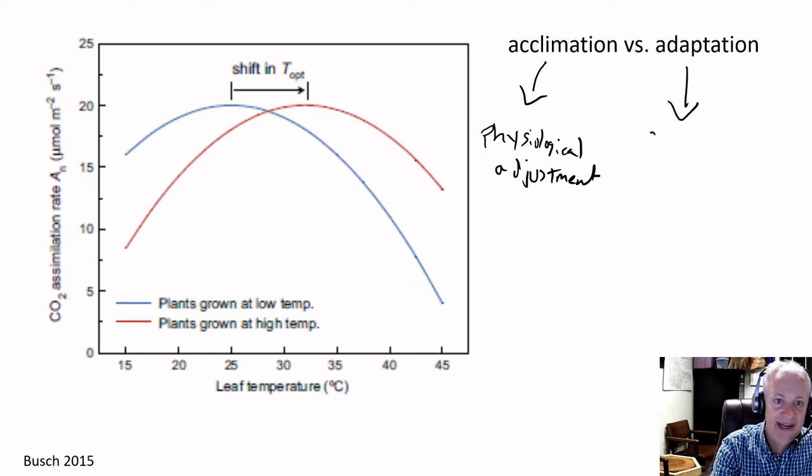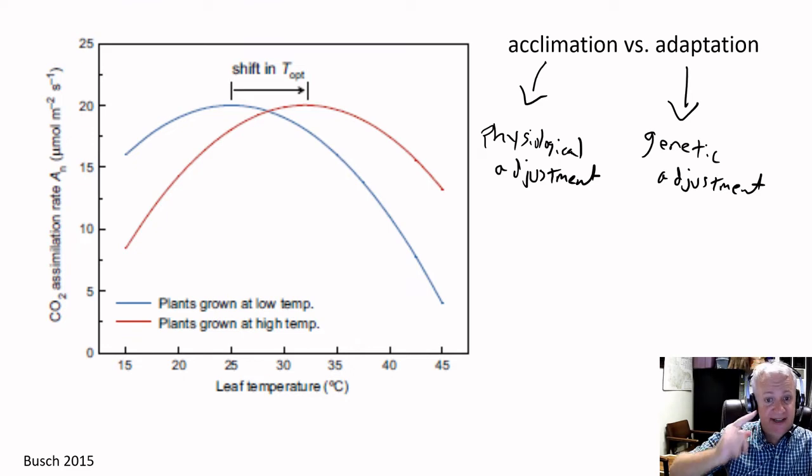Adaptation, on the other hand, refers to a genetic adjustment or a genetic change in physiology. So we look at differences in species in temperature optima, like that first graph we looked at with temperate and tropical tree species and their temperature optima. That's an example of adaptation. An individual cannot adapt to a change in the environment because adaptation involves a change in genotype, a change in gene frequencies, and an individual just has one genotype.